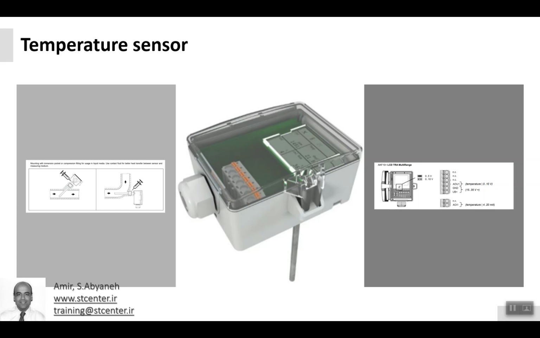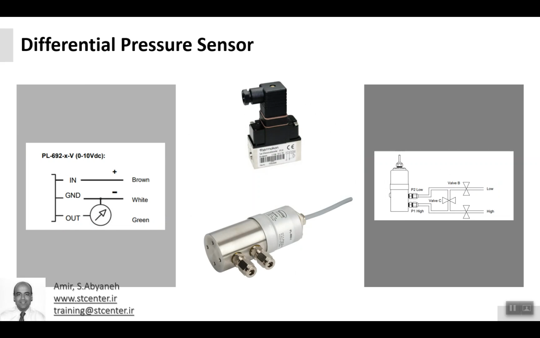If the sensor is a resistive type, we should follow that wiring, or if it is an active type, choose between the 4 to 20 milliamp type or the 0 to 10 volt DC signal type. So the wiring depends on whether it's resistive or active. We should always follow the data sheet for the installation and wiring. The next sensor we talk about is the differential pressure sensor or transmitter.